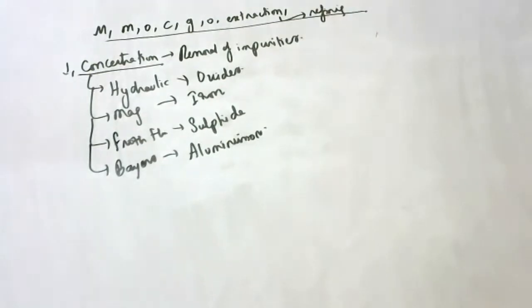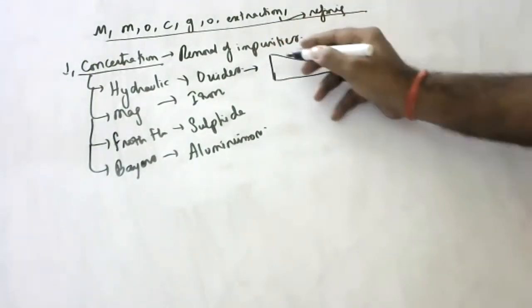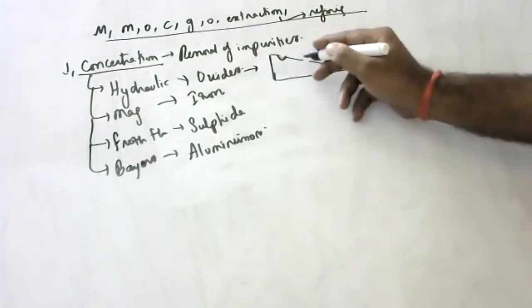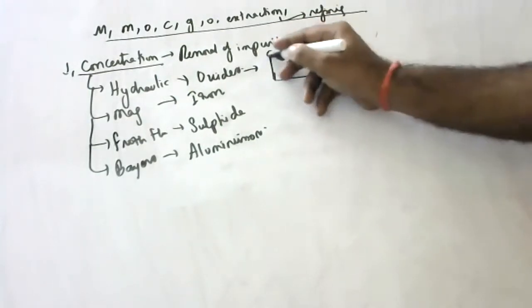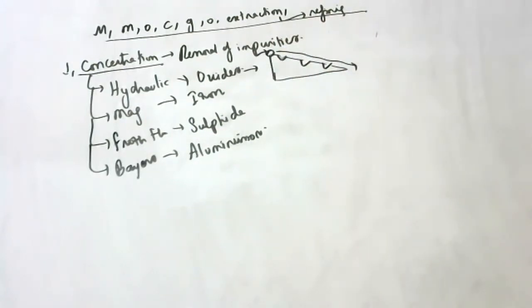Okay, so in hydraulic washing, what they will do is they will take a sloping surface with small depressions here like this. The ore is kept here. With a blast of water, it is sent down. When everything is going down, all the impurities will be settling down.